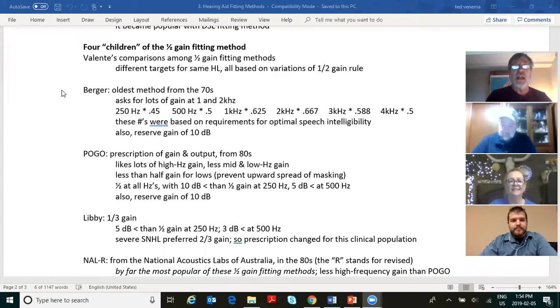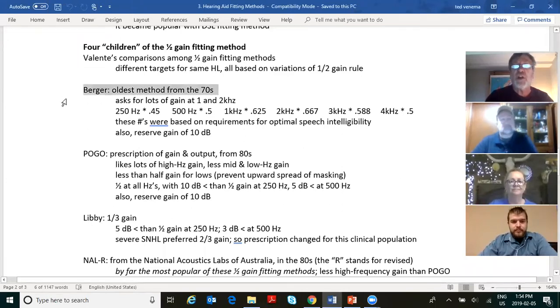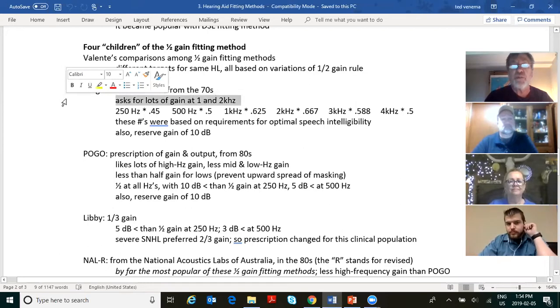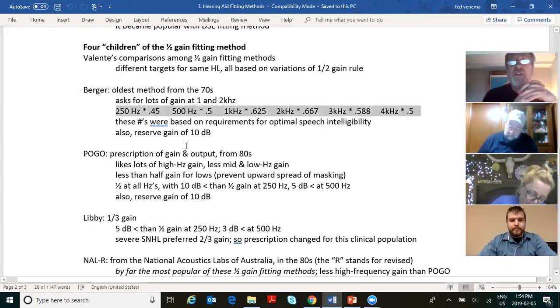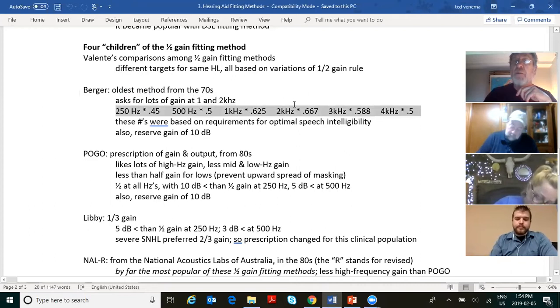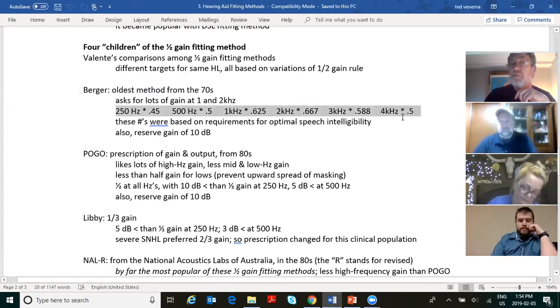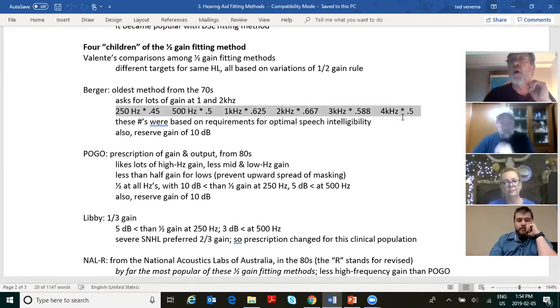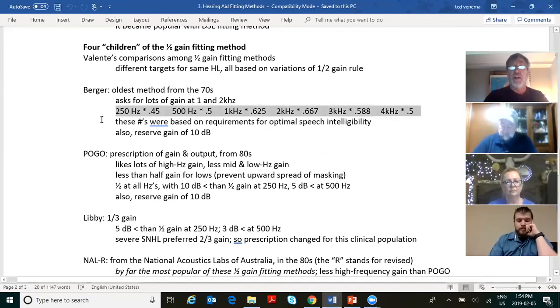So here we go. Share screen. Berger. It came from the 1970s. It really likes a lot of gain at 1 and 2,000 hertz. It digs 2,000 hertz especially. It gives you 0.45 gain at 250, half gain at 500, a little bit more than half gain at 1,000, a little bit more than half gain at 2 grand, and then half gain again at 4. So the thing about the Berger method, it likes 1 and 2,000 hertz, especially 2. And the highlighted area is showing you the important points.